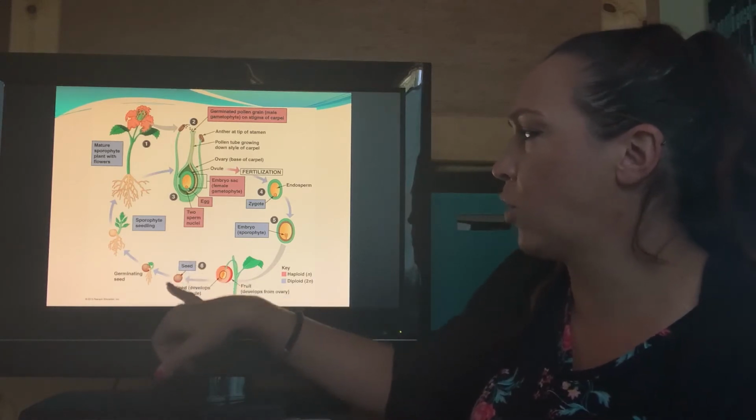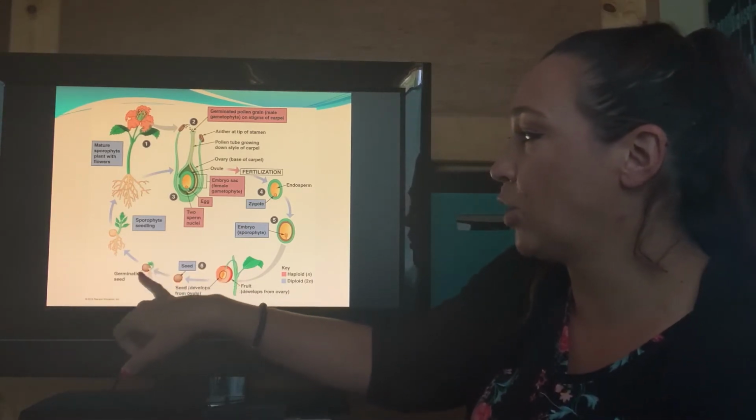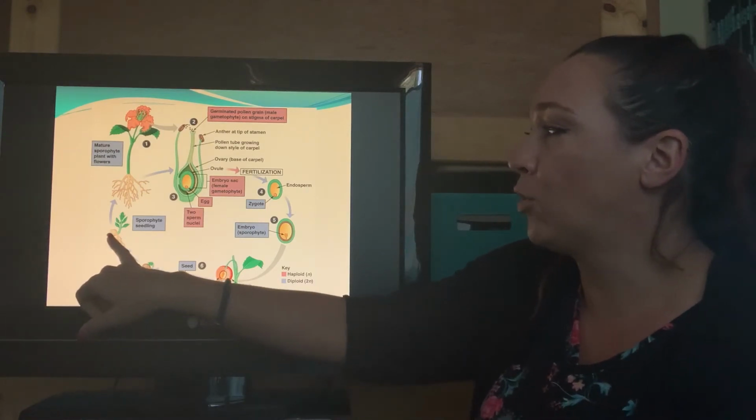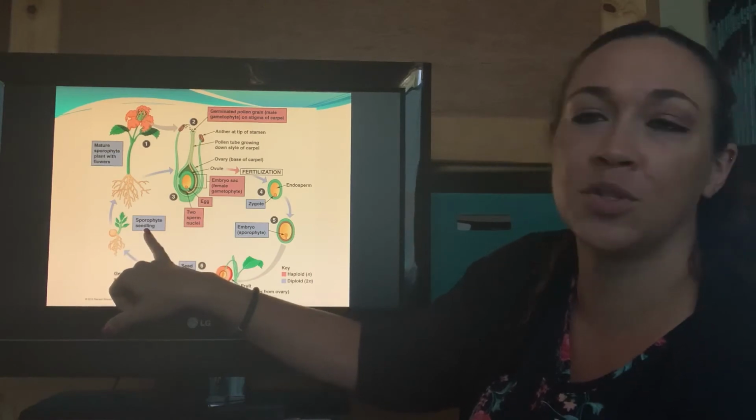Now you have your actual hard seed. The seed, when germinated, will actually start to produce these little shoots right here. And again, the roots will grow down, the shoots will grow up, and then you actually have your little sporophyte seedling.